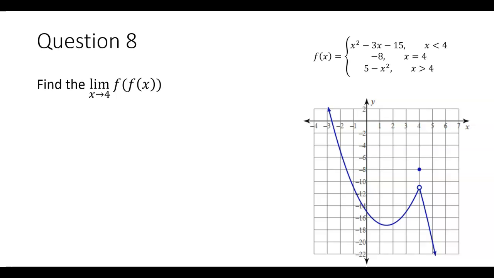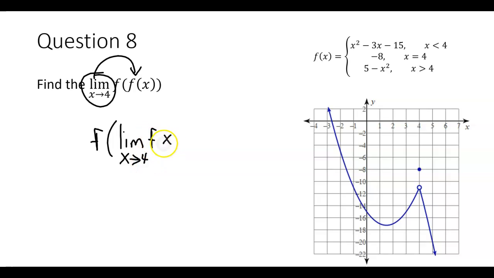All right, let's go ahead and take a look at question 8 here. What we're doing on this problem is we're finding the limit of a composite function. A composite function is a function that looks like this, where you have one function being plugged into another function. In this case, it's a function being plugged into itself. Okay, now the way that you find the limit of a composite function is by taking your limit and applying it to the inside function.